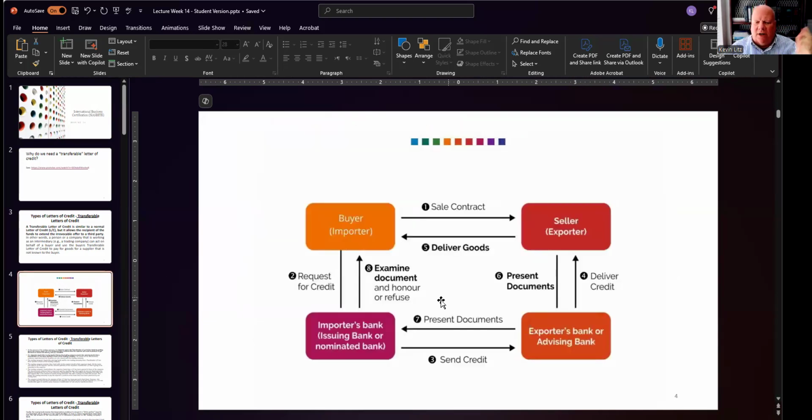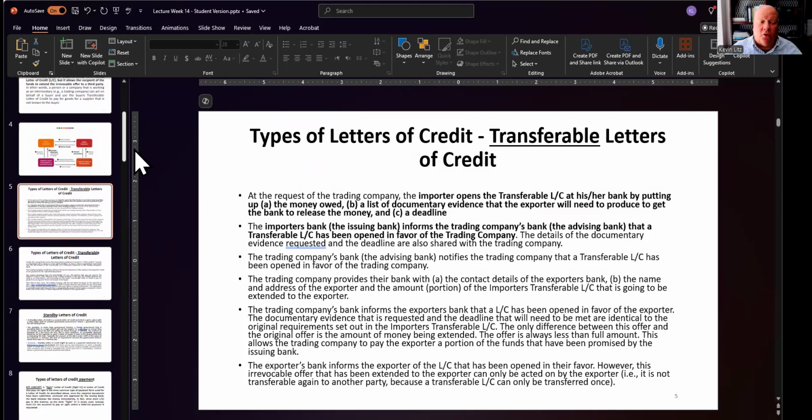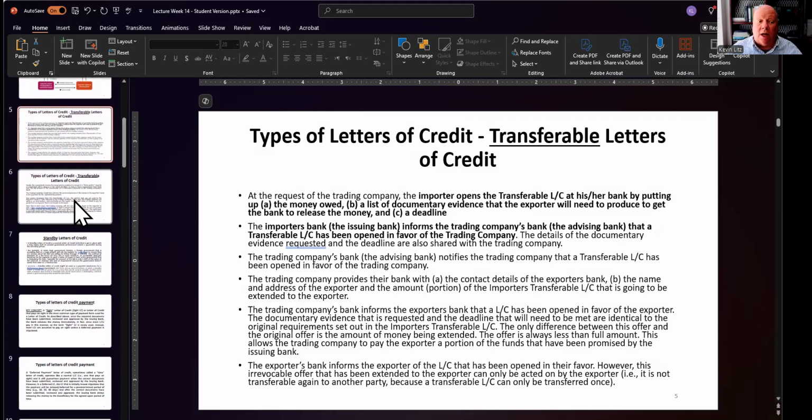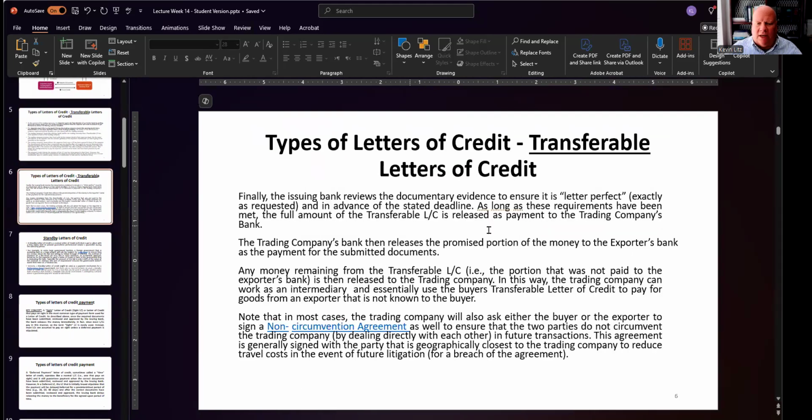You'll see the diagram, same thing we've seen in letters of credit from last week. Transferable, same thing. You put up the money owed, there's documentary evidence, etc. But the key here is that that letter of credit can be transferred to someone other than the seller in our examples. Bank reviews the documents. If it's perfect, they send the money, but send the money to whom you have now designated.